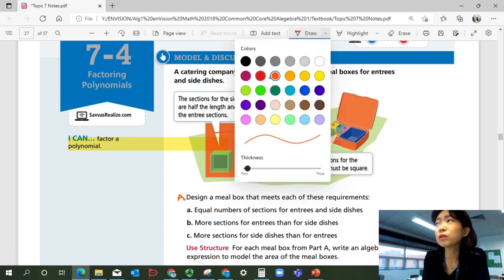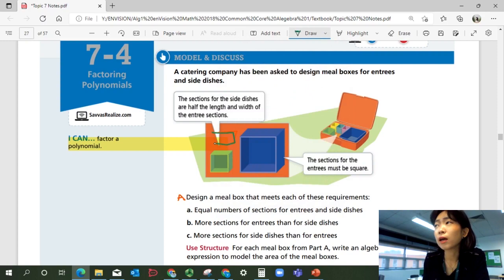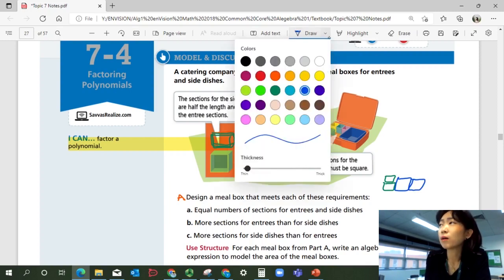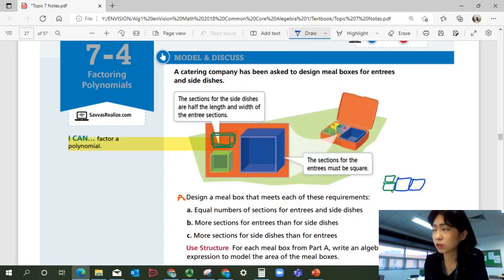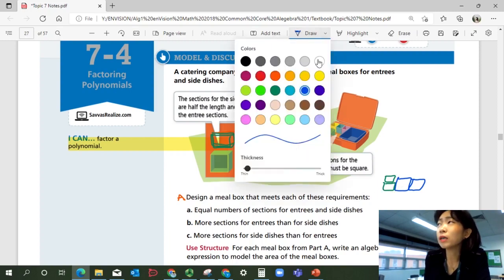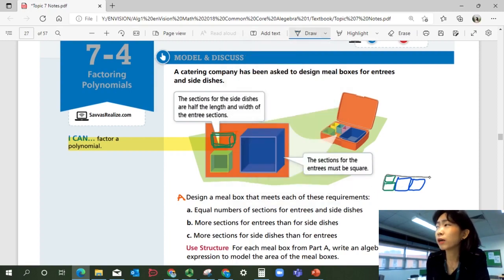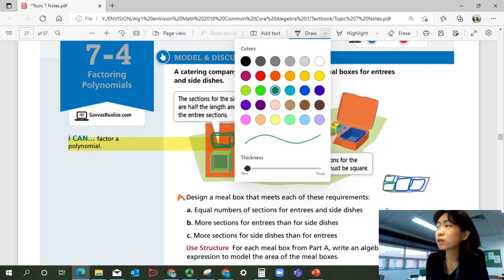If you have two side dish boxes, then that means you can put one entree right next to each other, right? So you can maybe have a lunchbox that has two side dishes and then a big meal. Or you could have a bigger lunchbox where you have two meal boxes with two side dish boxes, right? So that would give you an equal number of sections for entrees and side dishes.